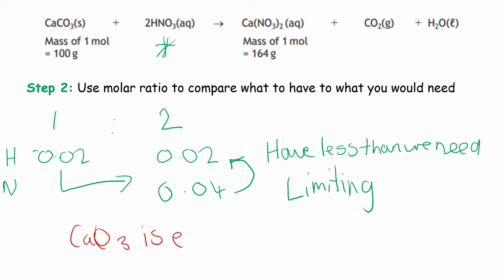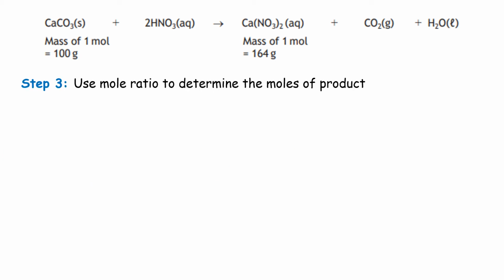is excess. Now, some questions actually, all they ask you to do is identify which one is limiting, which one is excess. It doesn't matter which one of these you start with to work out how much you would need of the other. You could have done it the other way around. You still would have found out that the nitric acid is limiting and the calcium carbonate is in excess. Now remember, we are going to use our limiting reagent to predict our product.